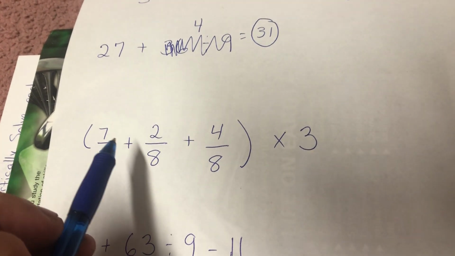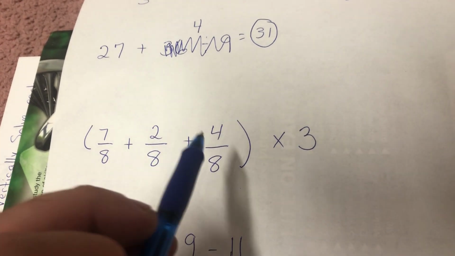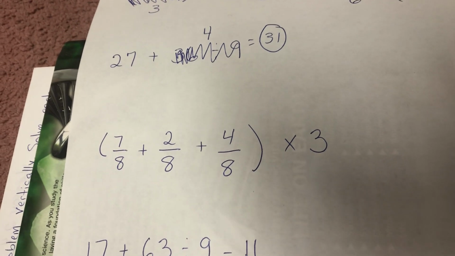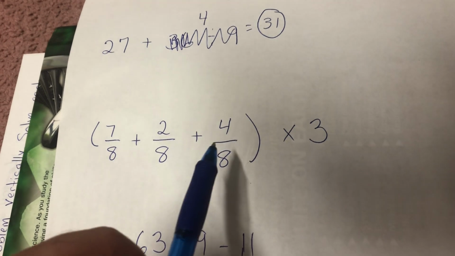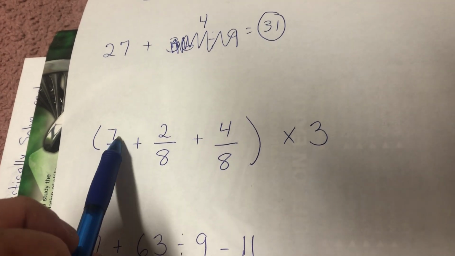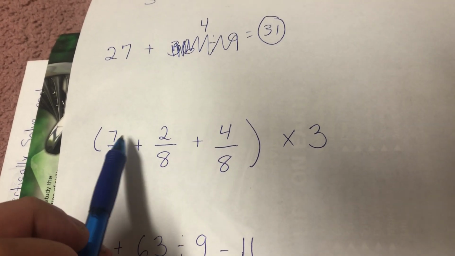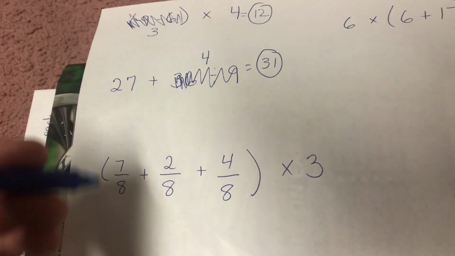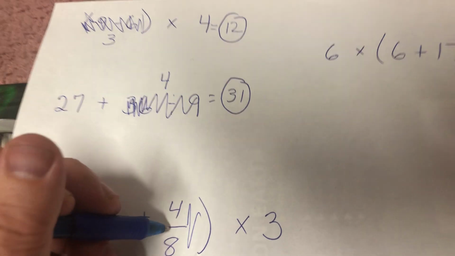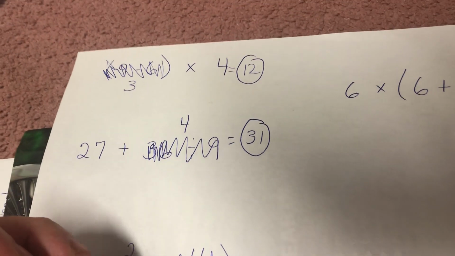Inside the parentheses here is 7/8 plus 2/8 plus 4/8. Well, we need to remember what we know about adding fractions, where as long as the denominators are the same, I can just add the numerators. Well, 7 plus 2 is 9, and 9 plus 4 is 13. So I can cross all this off.